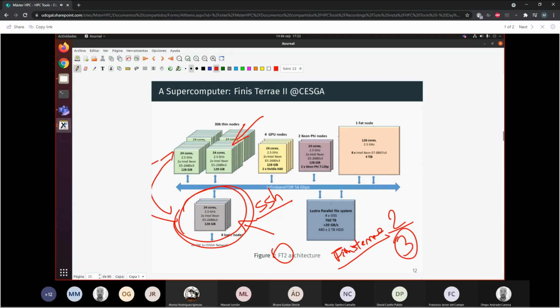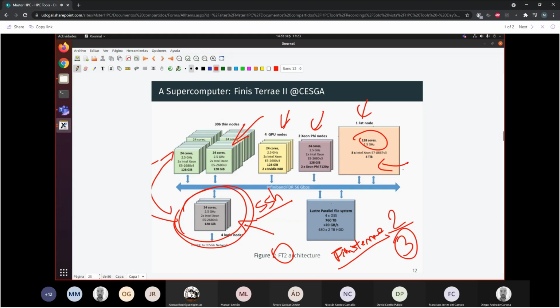There are special nodes, for instance, these ones that have GPUs. There are 2 with special Intel processors, which are called Xeon Phi, and there is also one fat node that has 128 cores and 4 terabytes of RAM memory. Okay? So all your information, all your files are going to be available in every node because they have a shared file system that is built with the technology Lustre Parallel File System, okay, where you can store your information.